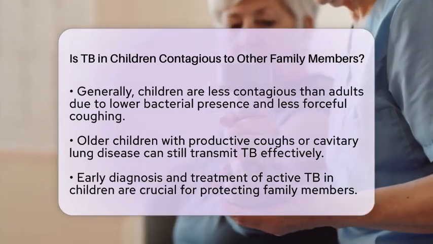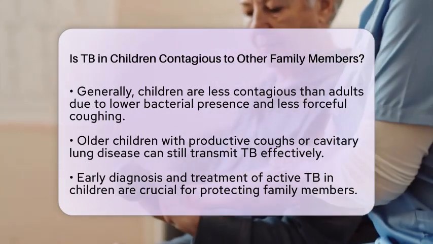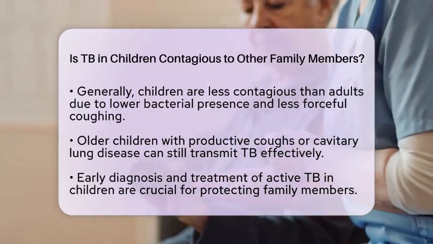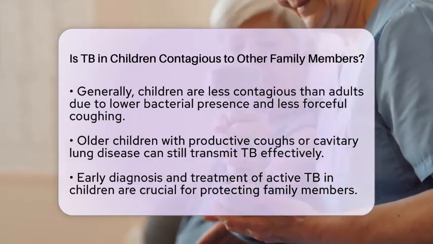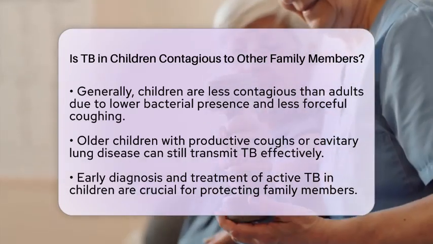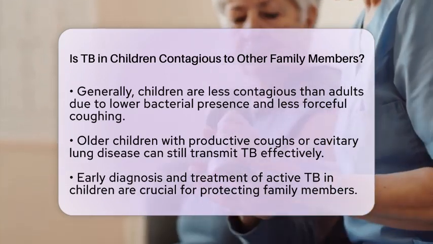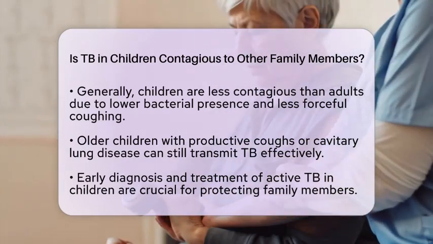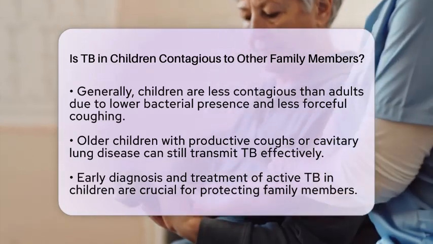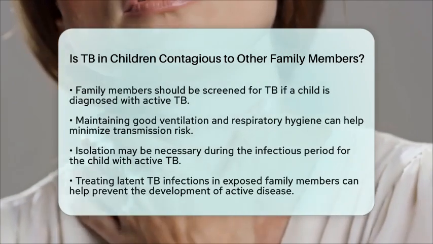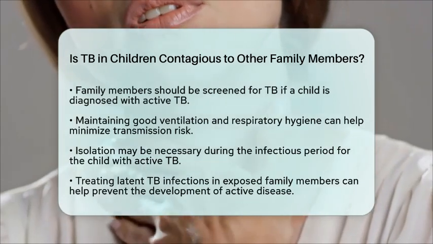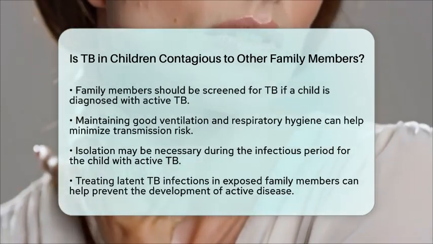To protect family members, early diagnosis and treatment of active TB in children are essential. If a child is diagnosed with active TB, family members should be screened for TB. Maintaining proper ventilation and practicing good respiratory hygiene can help reduce the risk of transmission. In some cases, isolation during the infectious period may be necessary. Additionally, treating latent TB infections in exposed family members can prevent them from developing active disease.